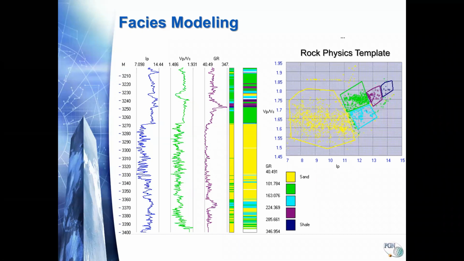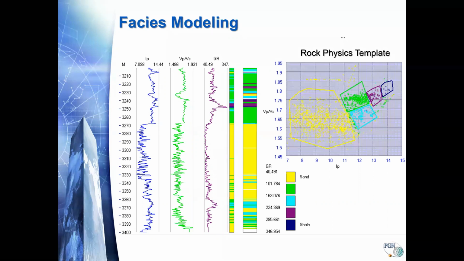Suppose I have the acoustic impedance from seismic, and I have computed the VP/VS ratio from the seismic. So I have two cubes of seismic. One is the acoustic impedance, and the other is a VP/VS. In this case, this is 1D data, so the seismic cube would be 3D data.